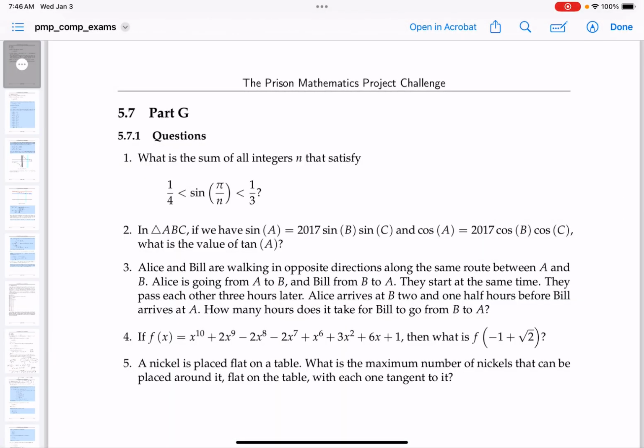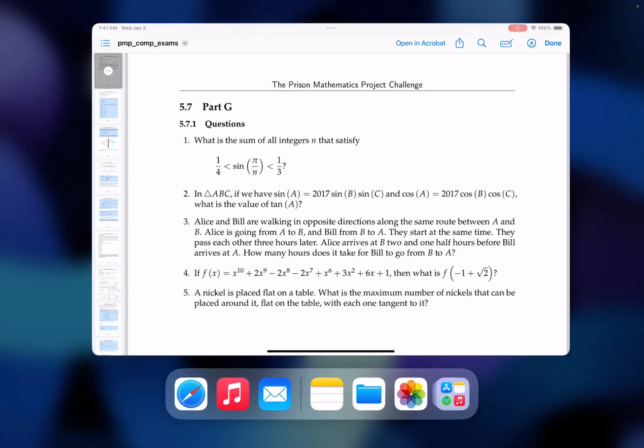Okay, for problem number 1, it says, what is the sum of all integers n that satisfy this inequality? First of all, I see there's a sine function as an argument, and they want it between 1/3 and 1/4. And I know the sine bounces back and forth between plus or minus 1. So first thing is go to the whiteboard and try to figure out what they're asking for, all right?